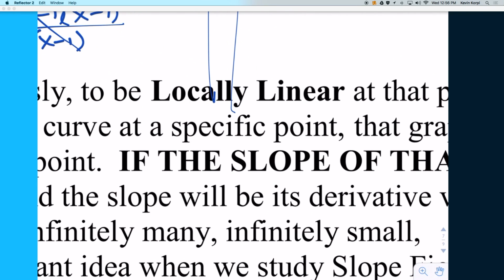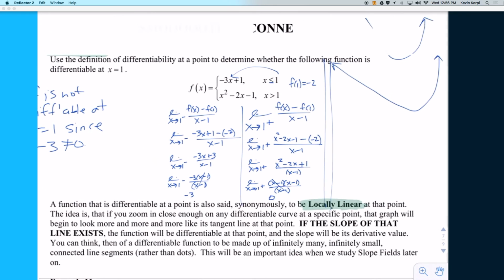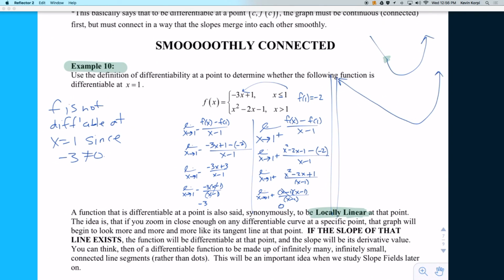Now, there's another mathematical synonym for differentiability, and it's called locally linear. But I'm not going to record this because it's already recorded. So I'm going to stop the recording here and then talk to you about locally linear.